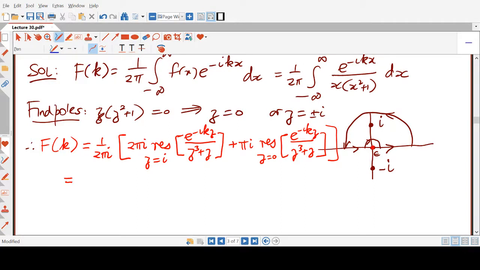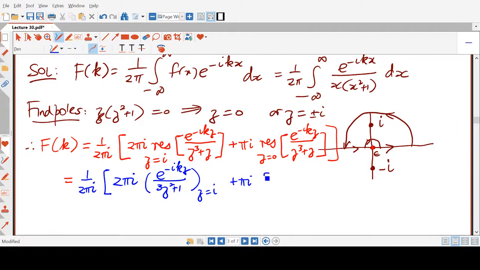But this elegant approach here tells us this is 1 over 2 pi i times 2 pi i. Now, how do you calculate a residue? You simply differentiate the denominator: e to the minus ikz over 3z squared plus 1, and you plug in z equals i. Plus pi i, repeat that: e to the minus ikz over 3z squared plus 1. Of course, here you'll plug in z equals 0.